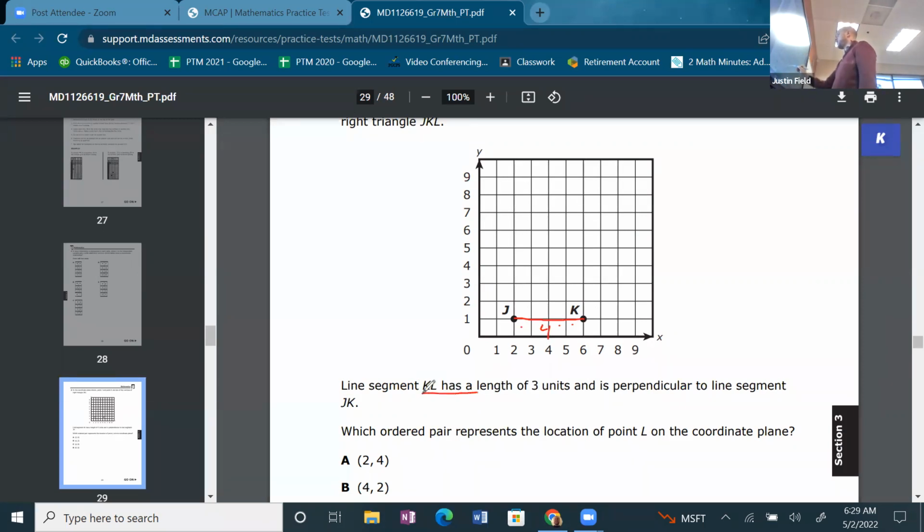And so KL, we don't see point L, but we know it's perpendicular to the line segment KJ. We also see the letter K, so it has to be that's the end point, and it's 3. So 1, 2, 3. So L must be here. And then 1, 2, 3. That's length 3. And do you see the right angle? So which ordered pair is L? L is at 6, 4.